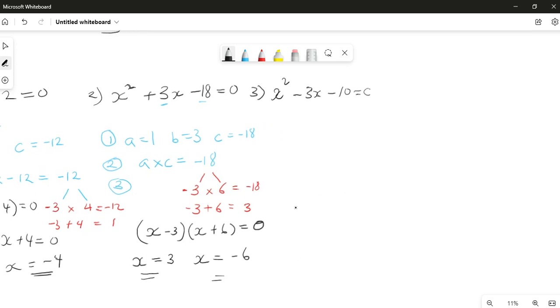And then our third one, all right, x squared minus 3x minus 10 equals 0. Right, first thing we're going to list our A, our coefficient of x squared, that is 1. B, the coefficient of x, which is negative 3. C, our constant, is negative 10. So A times C gives you 1 times negative 10, that gives you negative 10. So you're going to look for two factors of negative 10. Now when you add them, they give you negative 3. When you multiply them, they give you negative 10.